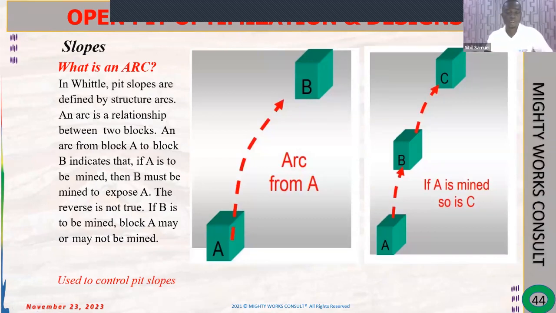Okay, so the first thing after you get your model into Whittle is to check on the slopes. For example, we use structure arcs to do that. If pit A is mined, it means B has been mined, straightforward. But if B is mined, it doesn't mean A is mined. That is because we mine from top down, though we design bottom up. We have other methods that you can design from top down, but most of the time we design bottom up.